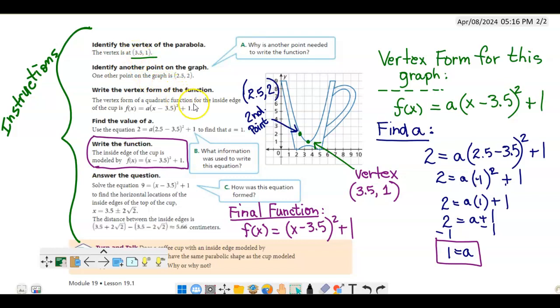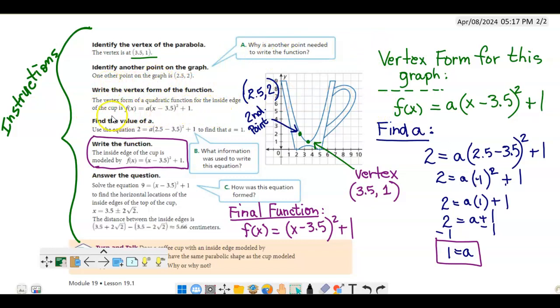So now they want you to identify another point on the graph. And I strongly suggest that you look for a lattice point, but I'm not going to hassle the textbook. They decided to use 2.5, 2. Okay, so here's the second point, 2.5, 2. Here's the vertex, 3.5, 1. All right, so now we're ready to start by writing the vertex form of the function.